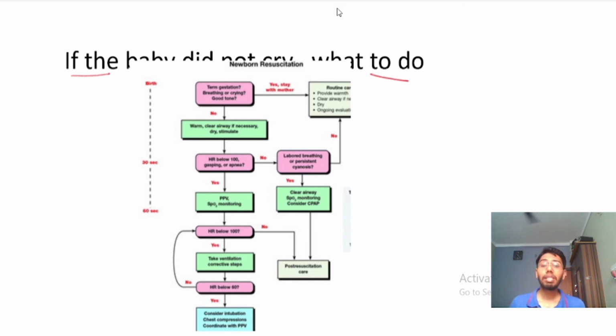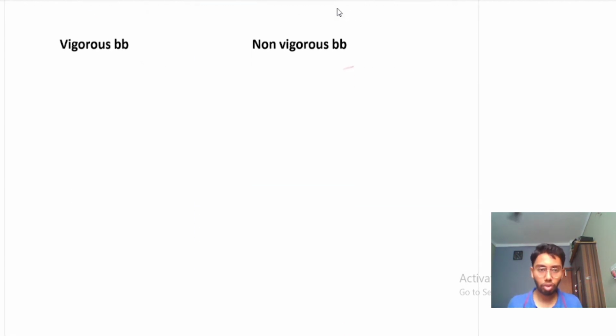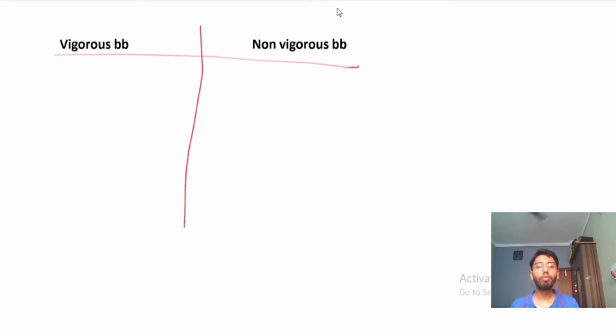The observation starts from the moment the baby comes out of the mother's womb, either by LSCS or not. We make sure whether the baby is vigorous or not. What is the criteria for a vigorous baby? There are 3 criteria. This is also one of the very important NEET questions. Number 1, the baby is crying. Vigorous means the baby is healthy. As long as the baby is crying, the baby is healthy.